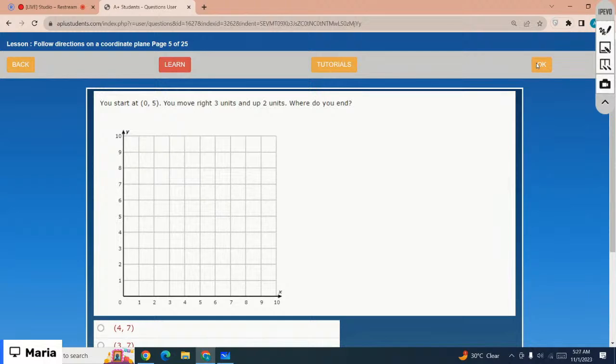Okay, you start at (0, 5), you move right 3 units and up 2 units. Very good. That is (3, 7), right?